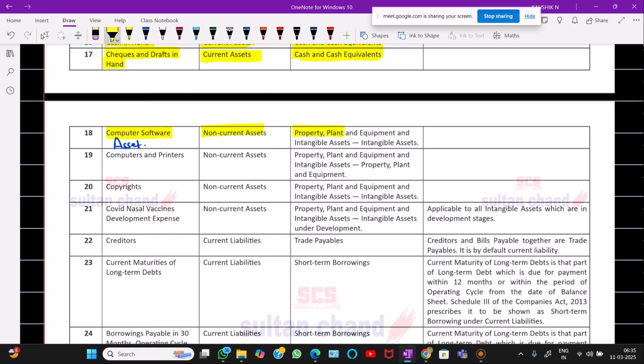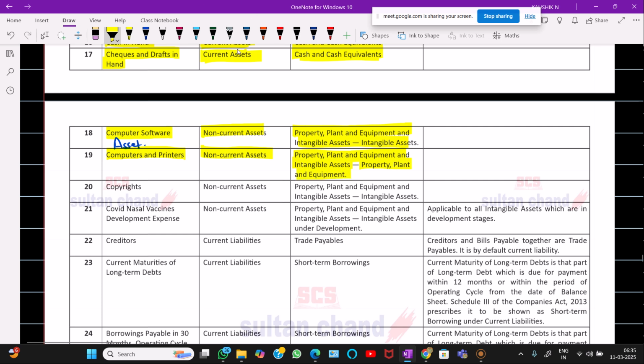Is it clear? Yes, sir. Okay. The next one is computers and printers. Tell me, is it an asset or a liability? Computers and printers. Asset, sir. What type of asset? Non-current asset, a fixed asset. So what category can it be? It could be property, plant and equipment, or an intangible asset. It is a property, an asset for the firm. That's why we declare it as property, plant and equipment.